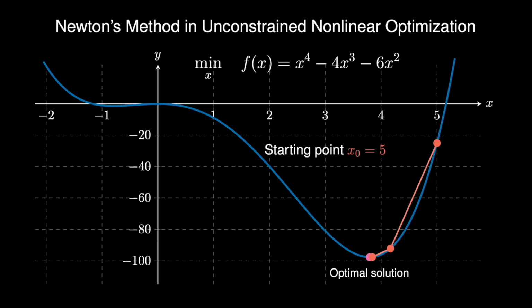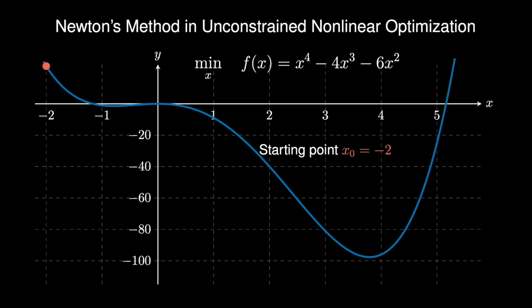Watching the iterations from x0 equals 5, we can see Newton's method rapidly descending toward the global minimum. The convergence is achieved in very few iterations. Now, let's try a different starting point, x0 equals -2 on the left side of the plot.